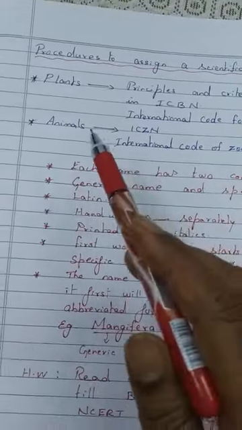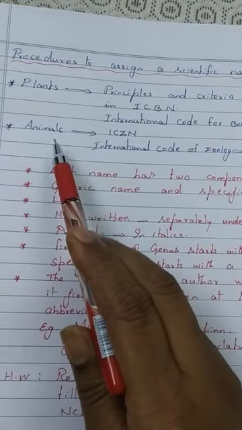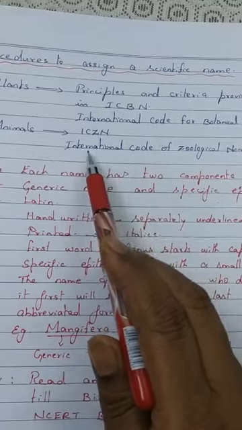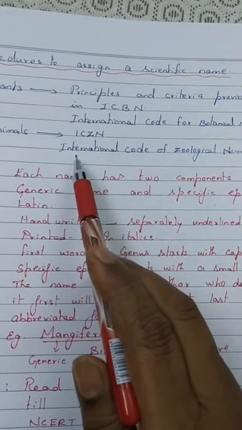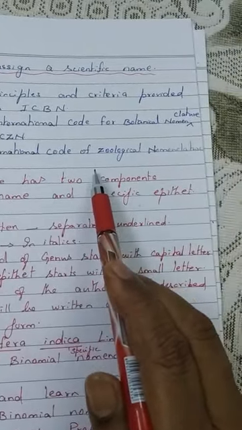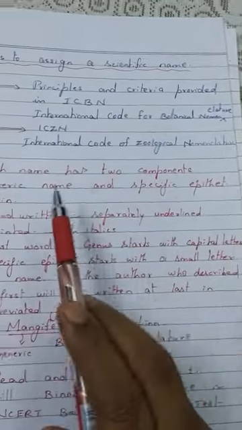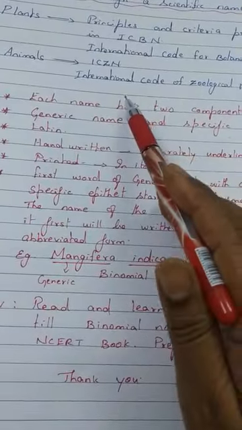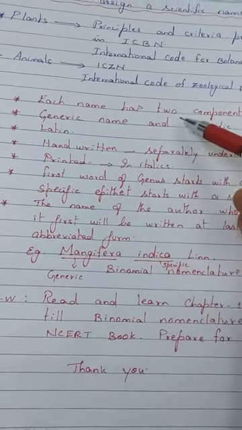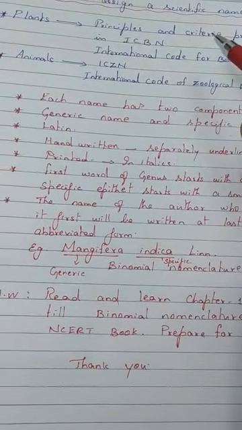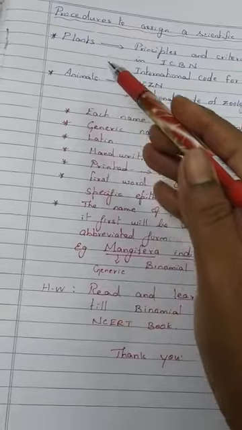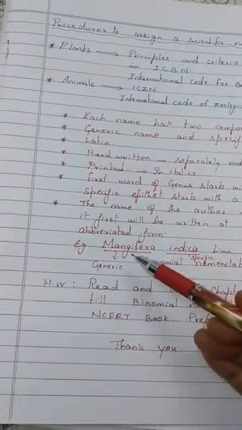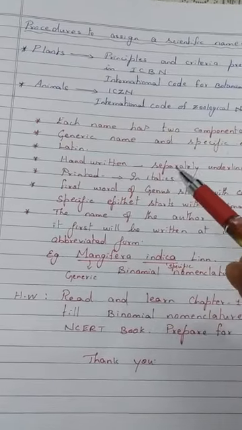And for assigning scientific names for animals, scientists follow ICZN. What is ICZN? International Code of Zoological Nomenclature. And they follow many principles in assigning a scientific name to a plant or an animal. What are the conventions? What are the rules they follow in naming an organism?